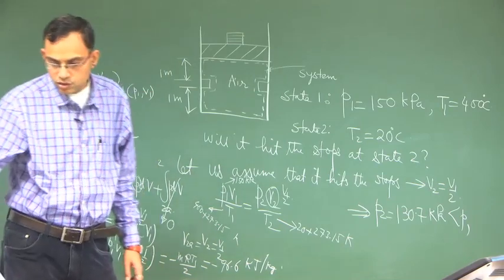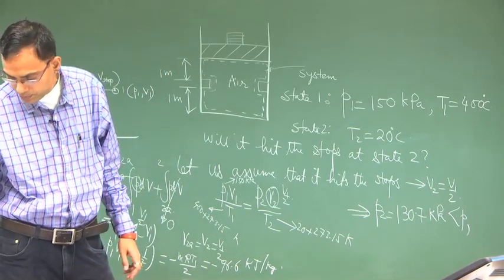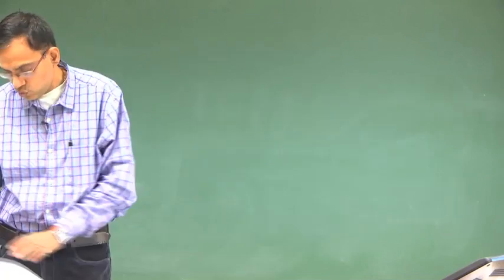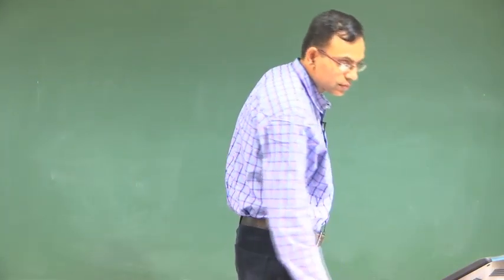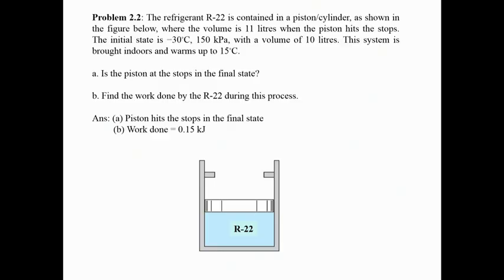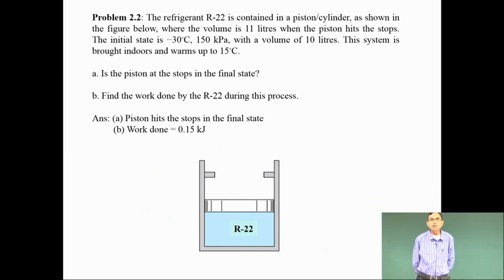Okay. So, let us work out another problem. Problem 2.2. There is a refrigerant R22. These kinds of names are with certain numbers and in some cases with certain letters. This combination is normally for refrigerants.